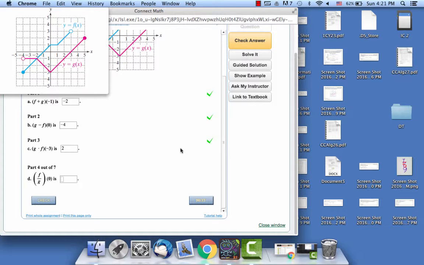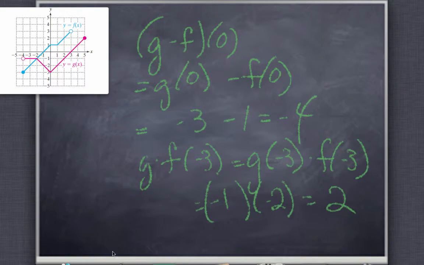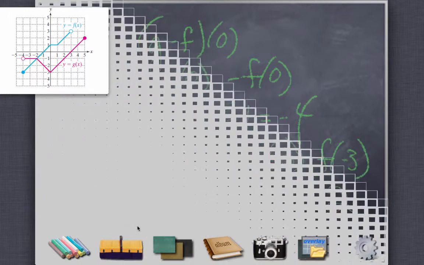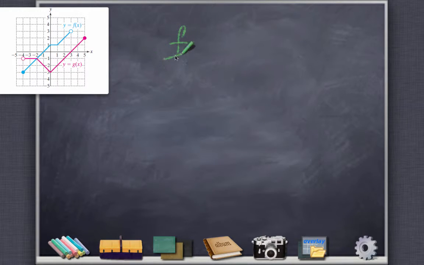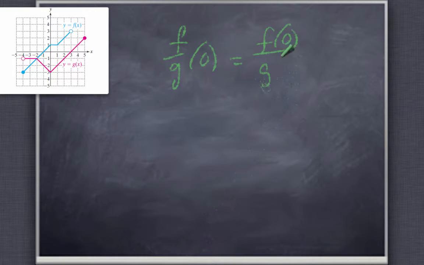And f over g of 0. f of 0 is still 1, g of 0 is still negative 3.